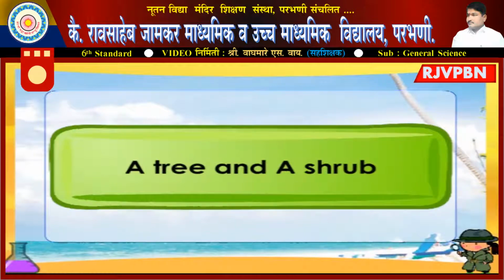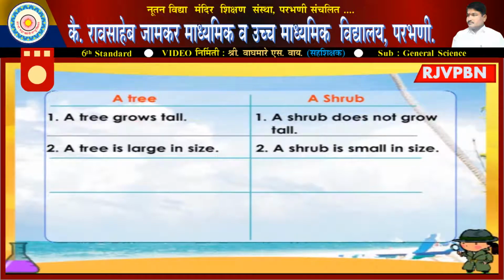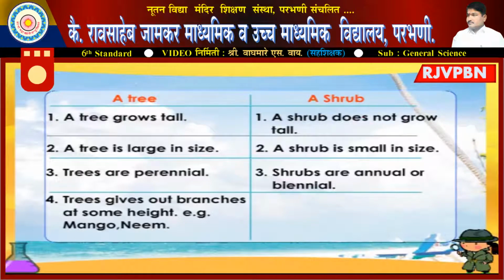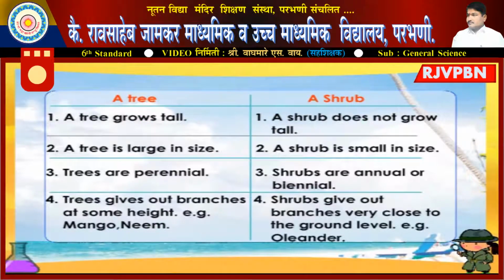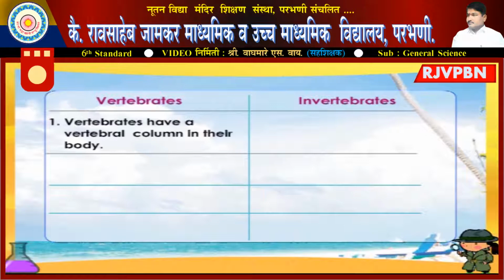A tree and a shrub. A tree grows tall. A shrub does not grow tall. A tree is large in size. A shrub is small in size. Trees are perennial. Shrubs are annual or biennial. Trees give out branches at some height, for example, mango, neem. Shrubs give out branches very close to the ground level, for example, oleander.